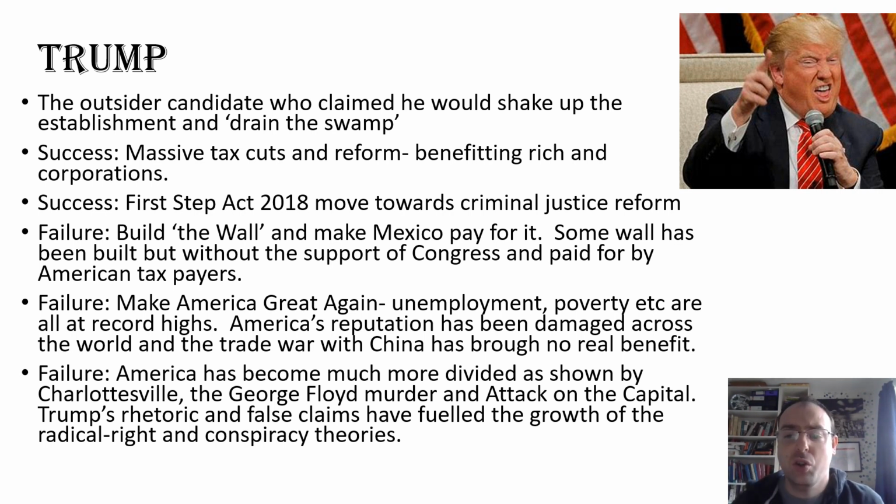Now, the Trump one is quite difficult, because you will see hugely varying interpretations of him depending on which media outlet and commentators you are looking at. Now, Trump came in as the outsider candidate who claimed he would shake up the establishment and drain the swamp. He made some really bold statements about what he was going to do.